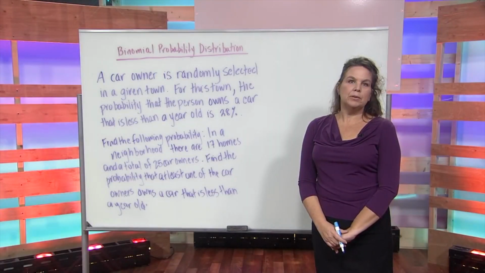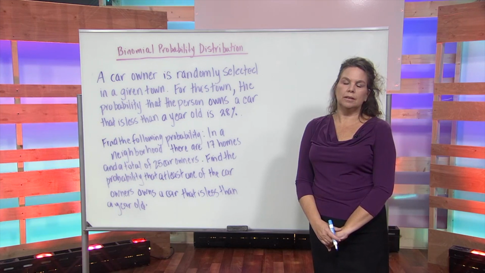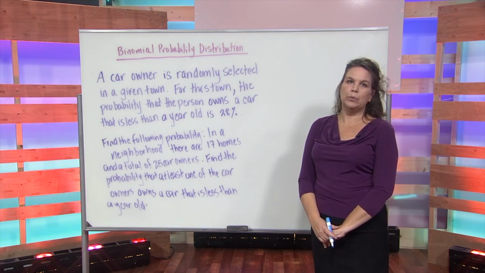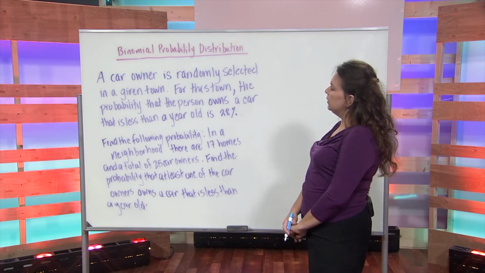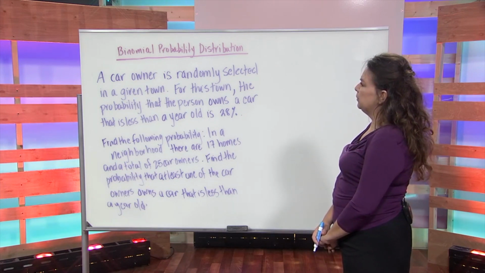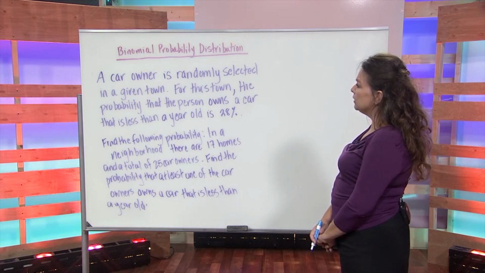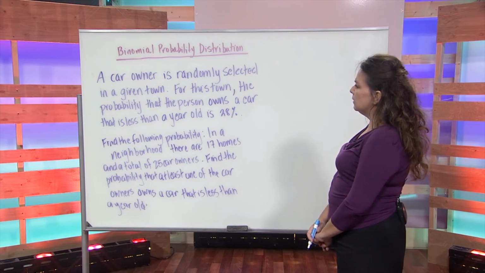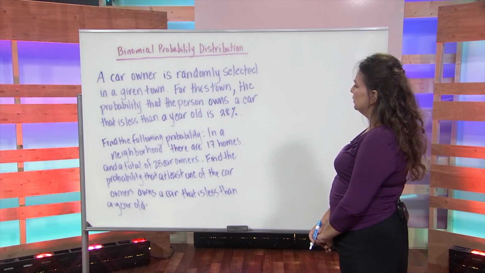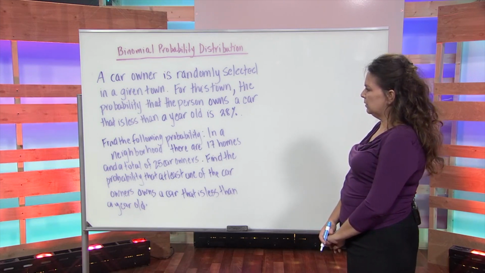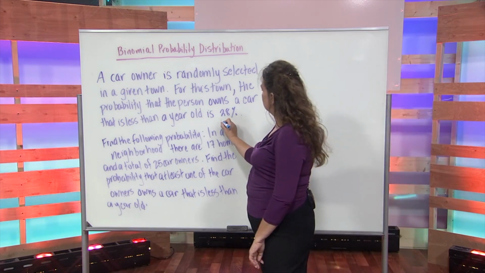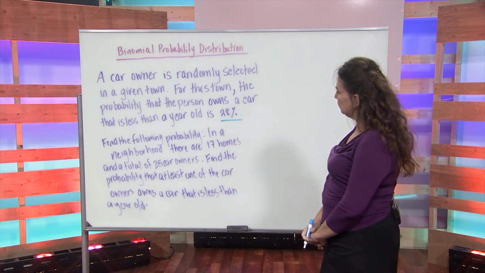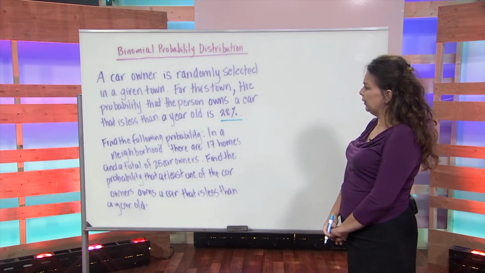We're going to do an example using the binomial probability distribution, and it's going to involve an at least one example. In this problem, a car owner is randomly selected in a given town. For the town, the probability that a person owns a car that is less than 1 year old is 28%. Okay, so we'll keep that in mind here, which is equivalent to 0.28.